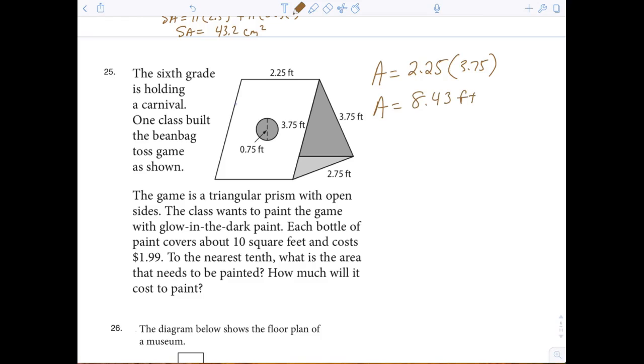8.43 square feet. Does everybody agree? All right, so there's one of two ways of looking at this. Please listen. How many bottles of paint do I need? One, right? Because it says each bottle covers 10 square feet. So it's only going to cost me how much money to paint it? Yeah, $1.99.